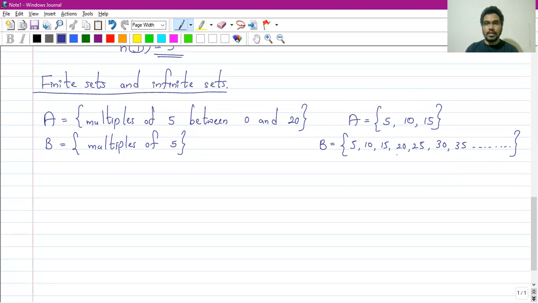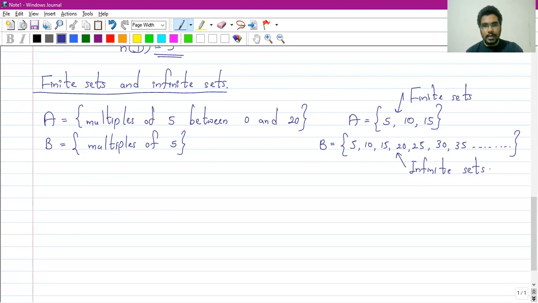If there is a specific number of elements, we say those are finite sets. And if a set does not have a specific number of elements and there can be many elements, we say infinite sets. If you want, you can write it down.